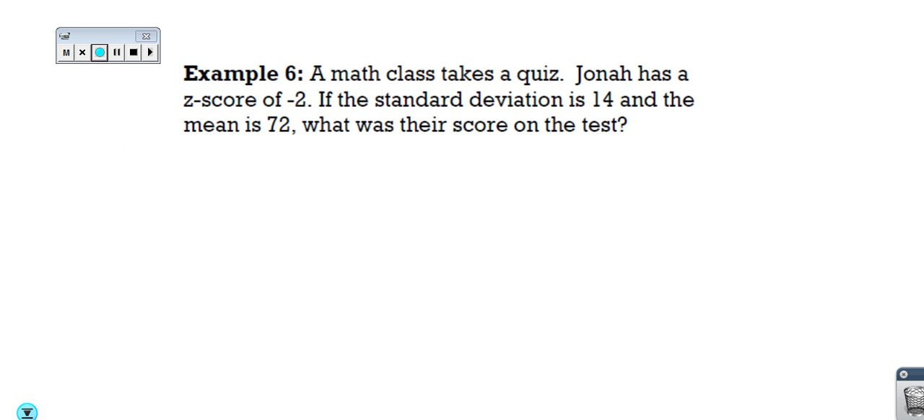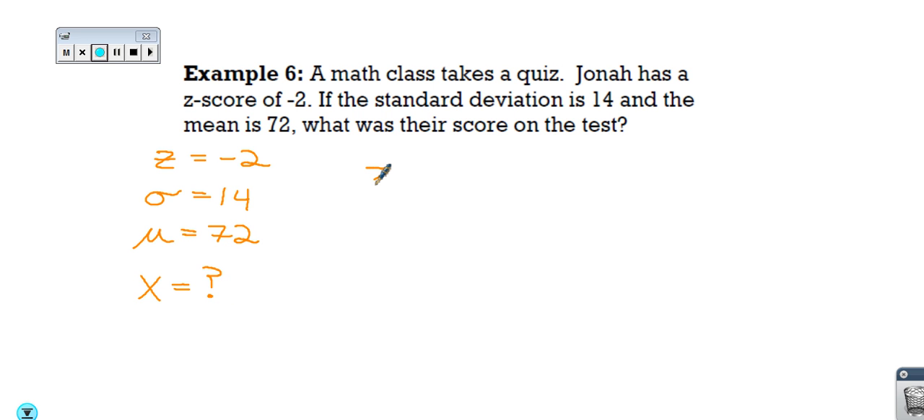Alright, example 6. We have a math class taking a quiz. Jonah has a z-score of negative 2. So I can start making a list. So z is equal to negative 2. If the standard deviation is 14, so we have this symbol, and the mean is 72, we want to know what their score on the test was. So we are actually looking for what x is.